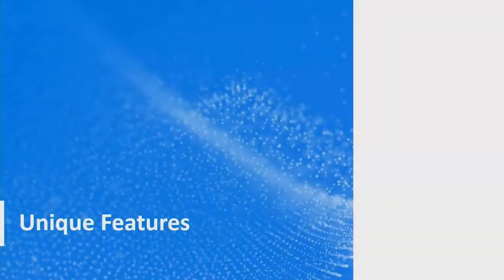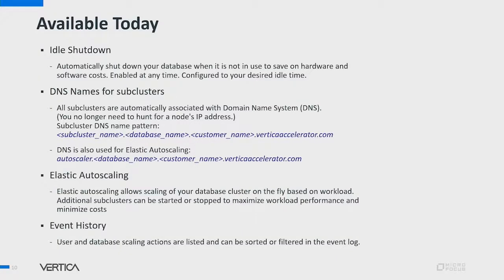Within Vertica Eon Accelerator, there are some key unique features. Let me get into some details here. Available today, even now, are features such as idle shutdown, DNS names for subclusters, elastic autoscaling, and event history. Let me provide some details.